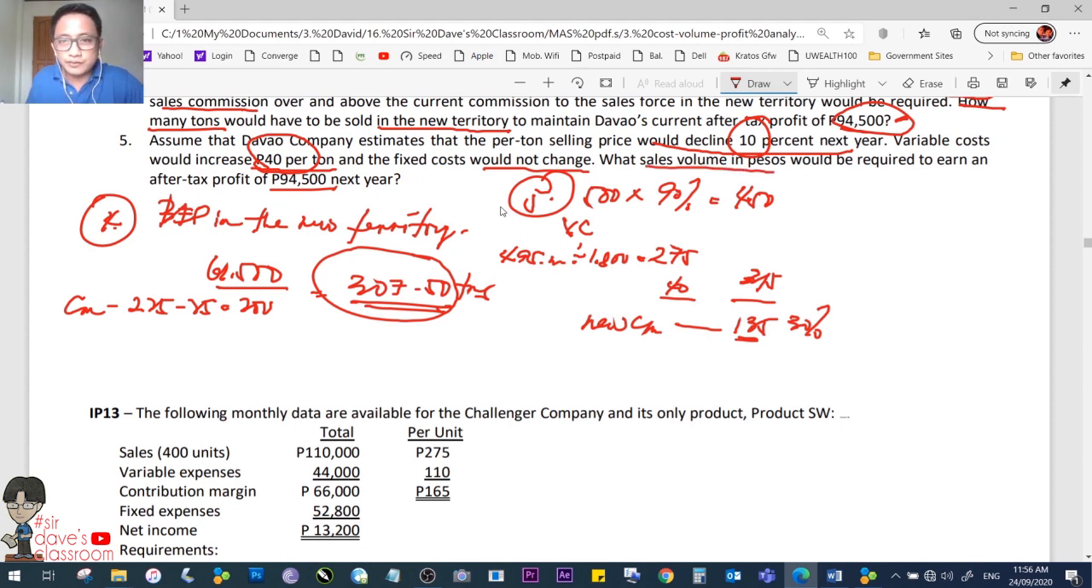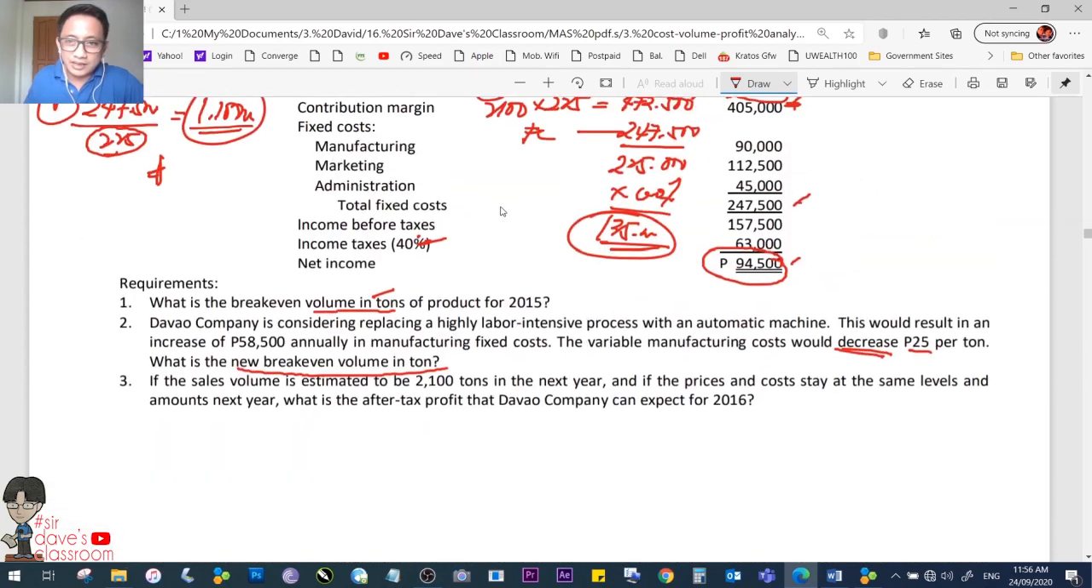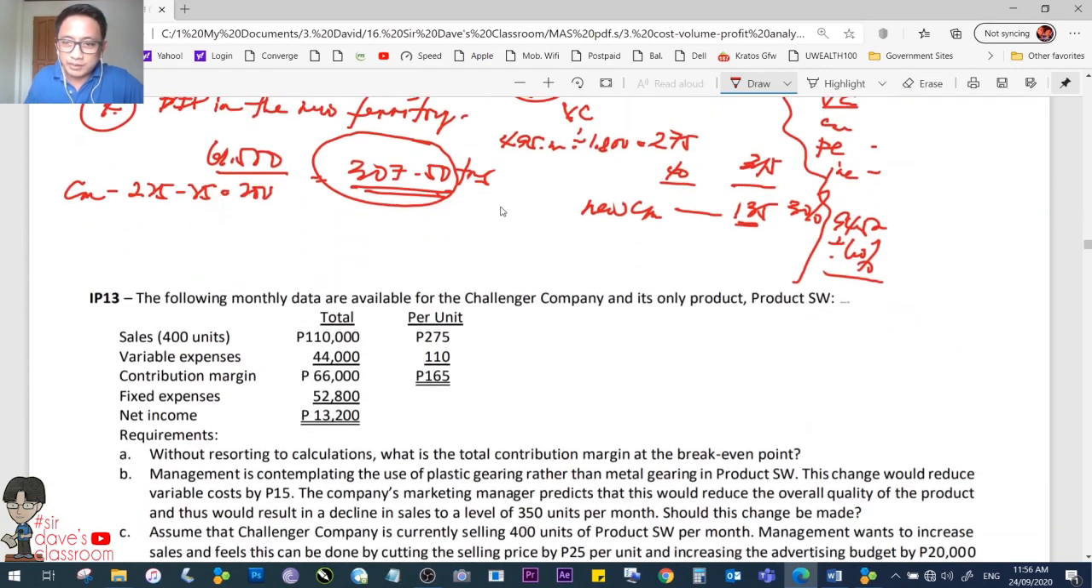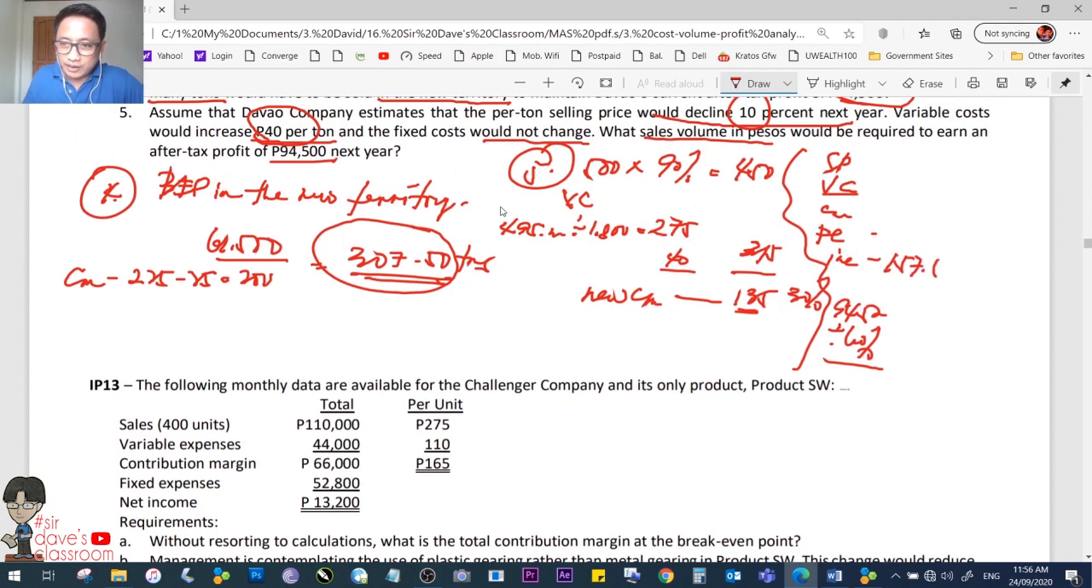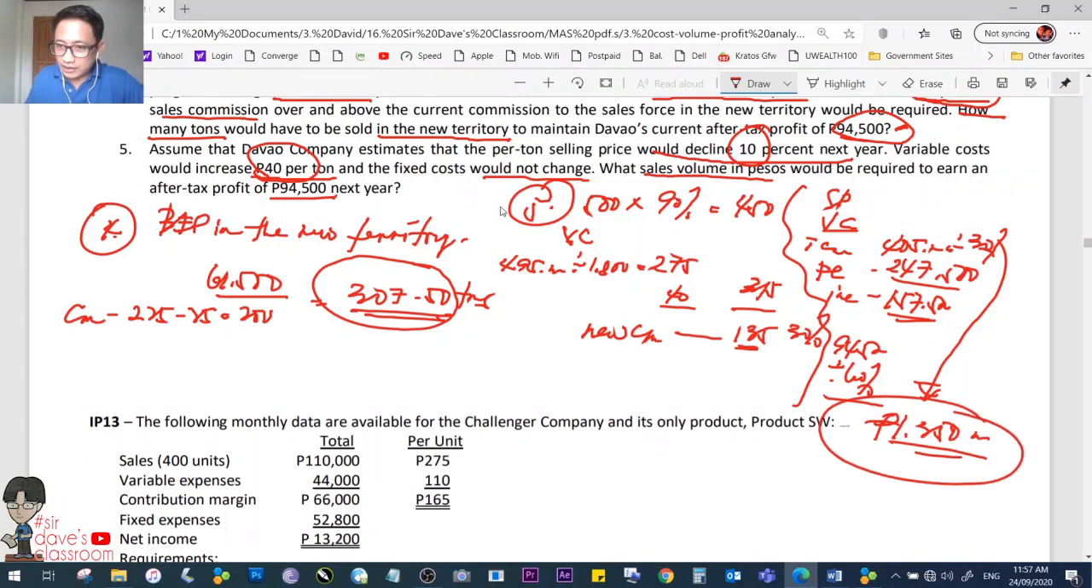With this, we can now respond to the requirement in number 5. What did it say? What sales volume in pesos? The sales, variable cost, contribution margin, fixed cost, income. 94,500. We make it before tax by dividing by 60%. How much is that? Just look at the top, 157,500. Okay, correct. 157,500. Fixed cost, 247,500. Total contribution margin, please add. That's 405,000. Alright? Divide this by 30%. That is the answer to the question. Final answer should therefore be 1,350,000 pesos. Final answer for number 5.